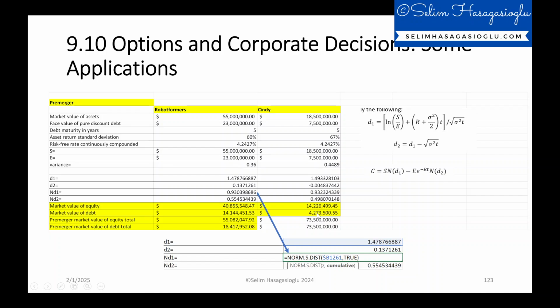and then you will get the market value of debt for both companies. So for the pre-merger market value of equity total, you can sum this and this for both Robot Formers and Cindy, and you will have this value. And of course, market value of debt will be this value plus this value. And you can also check that the summation of these two values should be equal to $73.5 million, which was the previous combined value of the market value of assets for both companies.